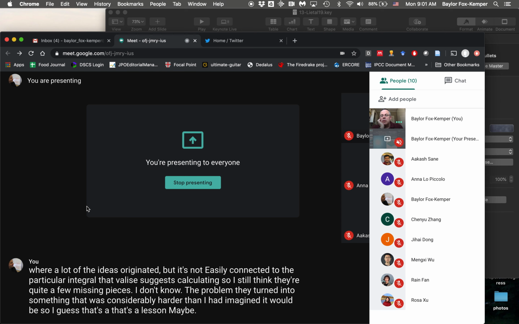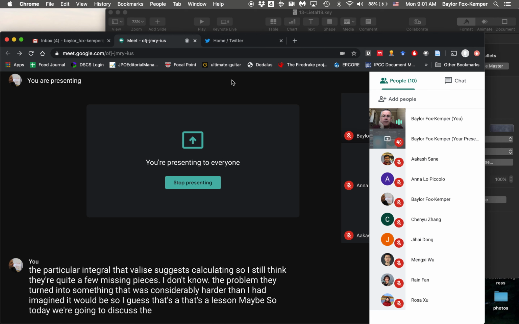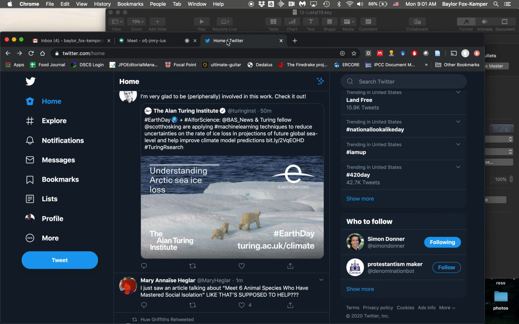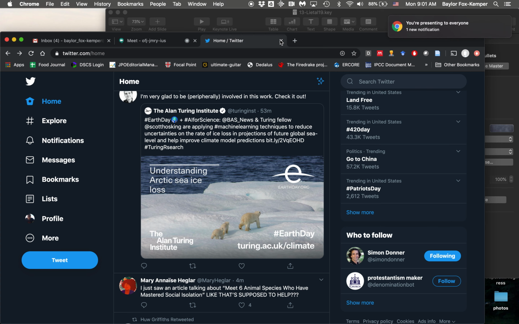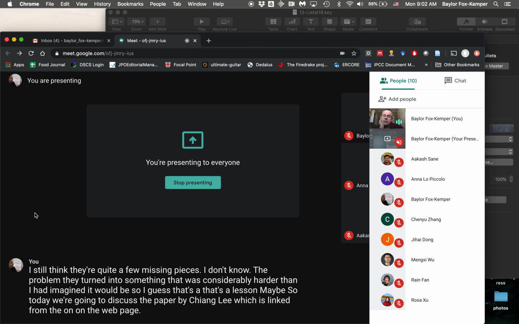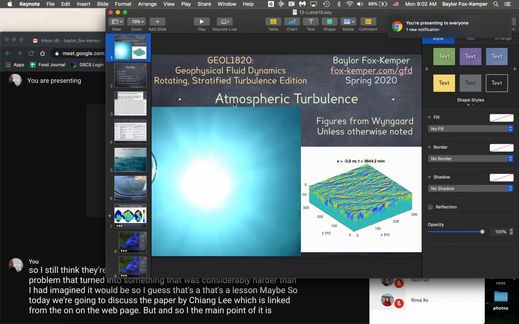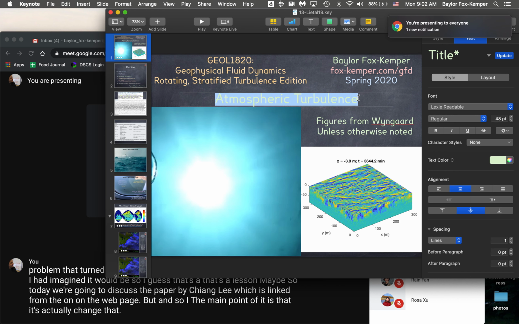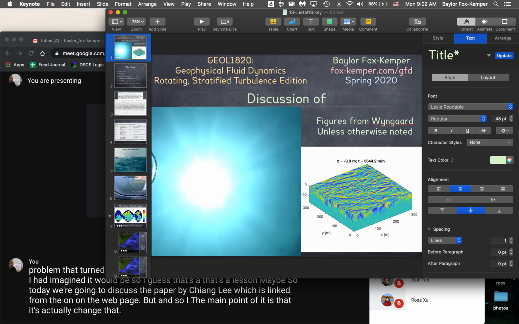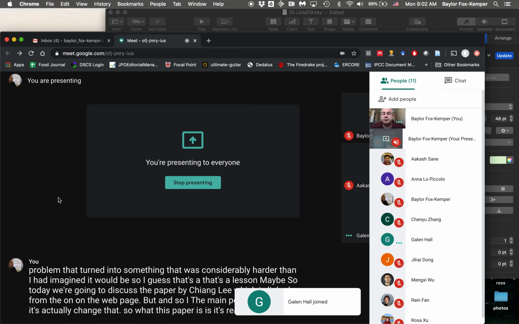So today we're going to discuss the paper by Qing Li, which is linked from the web page. I guess the main point of it is, oops, I should actually change that. Discussion of paper. So what this paper is, it's a comparison of a lot of different vertical mixing schemes in the ocean.